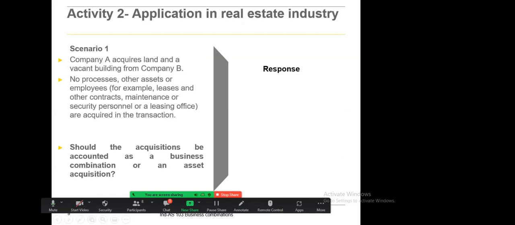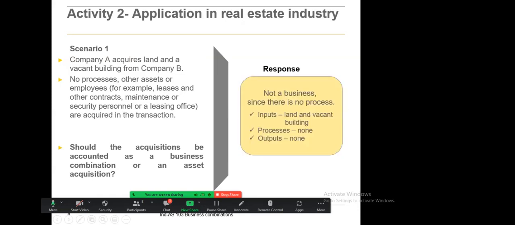Next one is application in the real estate industry. Company A acquires land and a vacant building from company B. No processes, other assets or employees are there. So it is a clear-cut case of an asset acquisition, because company A has acquired the building from company B, and there is no input, no process and no output.